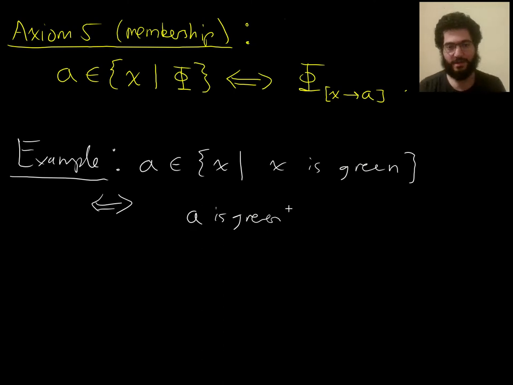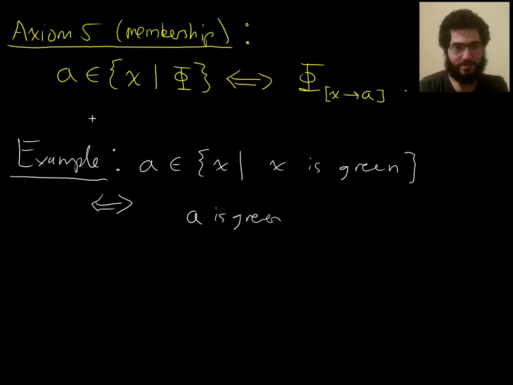And hopefully that feels right to say that A is in the set of all green things if and only if A is green. So this is an application of axiom 5. This is one instance of axiom 5. Every time you apply axiom 5, it'll be to a specific choice of proposition here and specific choice of variables showing up there and there. So hopefully this is intuitive that it would work this way.